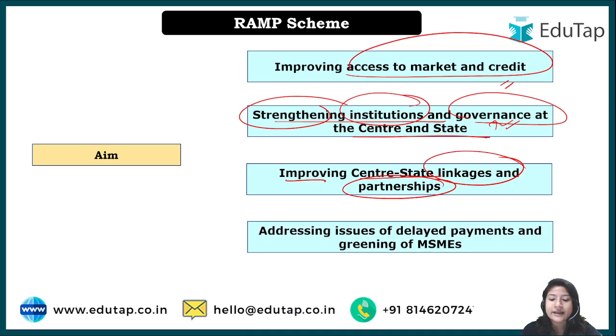And the next one is addressing issues of delayed payments and greening of MSME. There are various payments that are delayed under MSME, and that of course affects the owner of the particular enterprise, right? So it will also address all the issues related to delayed payments and also greening of MSME. What is greening of MSME? It means the loss in the business is quite lesser and the profit is quite more. So that is greening of MSME. Okay, so these are the aims.